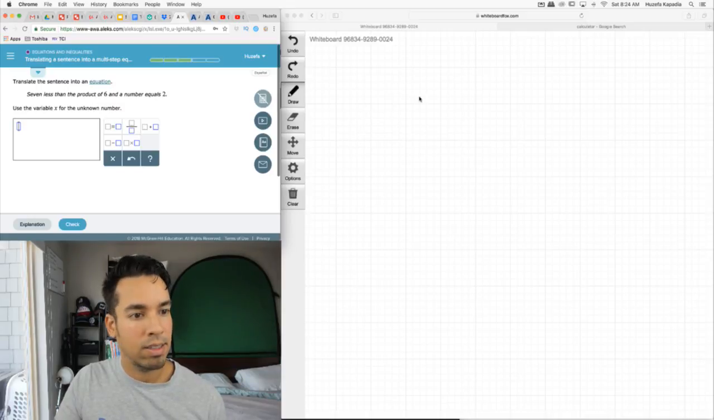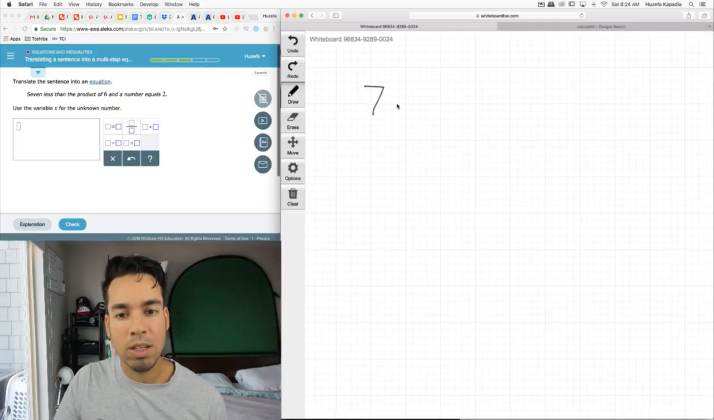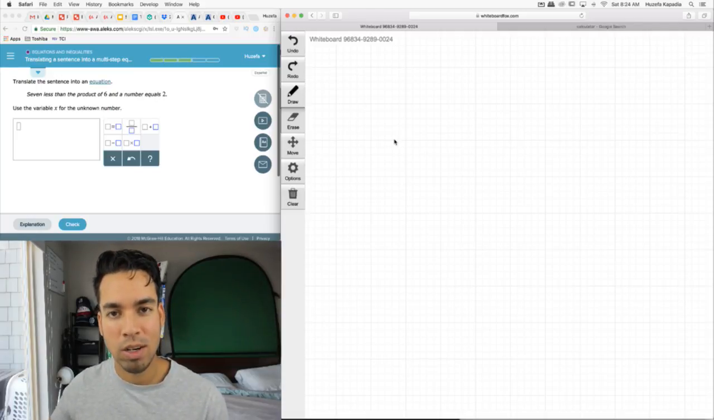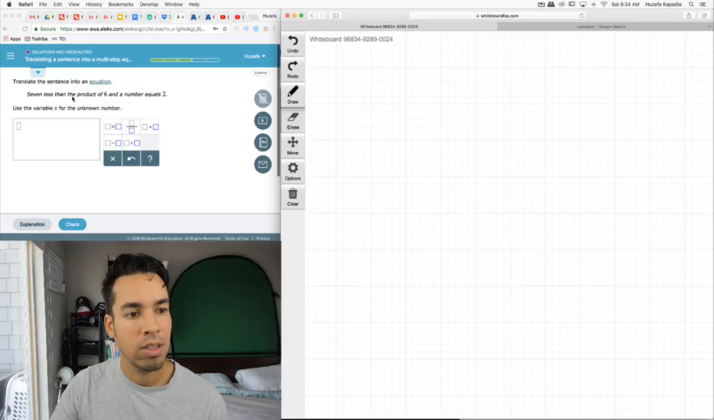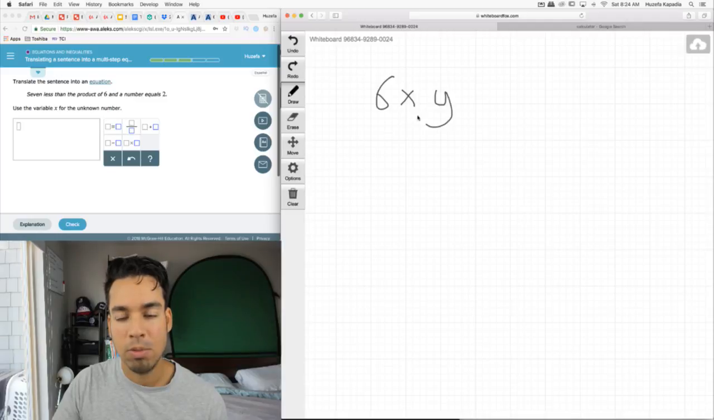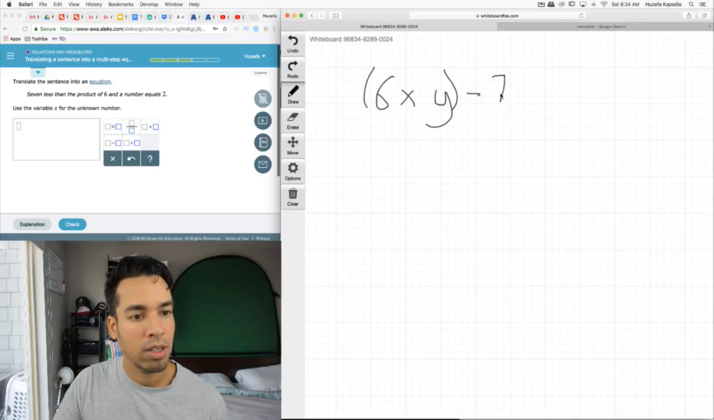Last but not least, 7 less. And this gets a little tricky. So you might be inclined to say 7 less than the product of, but no. When we hear the word less, that 7 is going to be subtracted from whatever quantity is stated thereafter. So in this case, we have the product of 6 and a number. And then we want 7 less than this, so we subtract 7, and that equals 2.